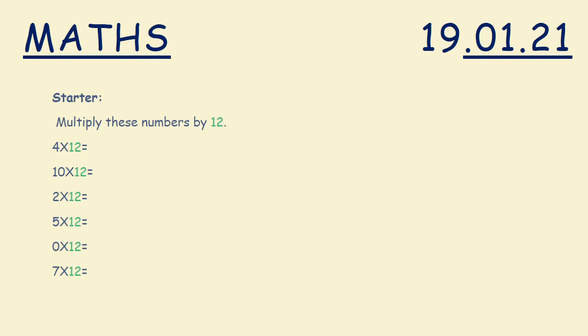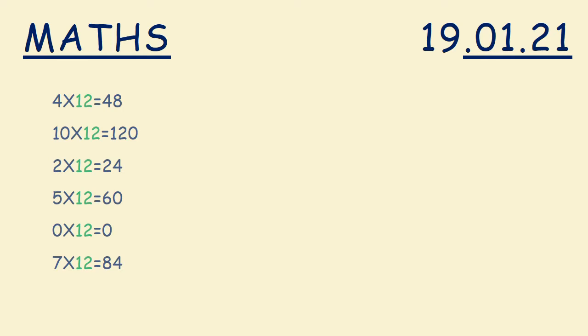As a starter, I would like you to multiply these numbers by 12. 4 times 12, 10 times 12, 2 times 12, 5 times 12, 0 times 12, and 7 times 12. 4 times 12 is 48, 10 times 12 is 120, 2 times 12 is 24, 5 times 12 equals 60, 0 times 12 is 0, and 7 times 12 is 84.